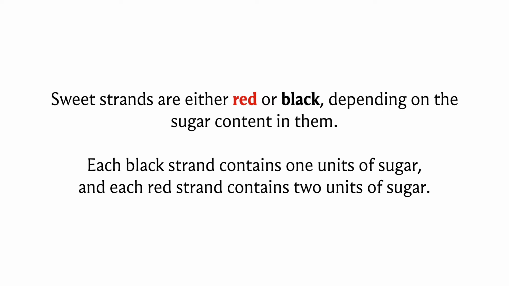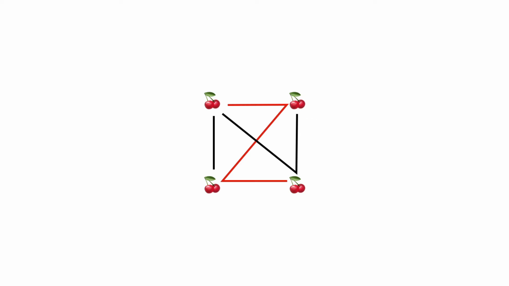If you wanted to visualize this, you could look at an example like this. Notice that all the edges are present. This comes from, again, the problem description, where you're told that every pair of cherries is connected by a strand. So the only information that makes these strands distinctive is whether they are a black strand or a red strand, reflecting the amount of sugar content in them. So this is the setup.